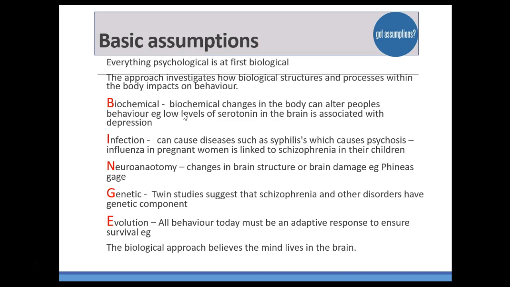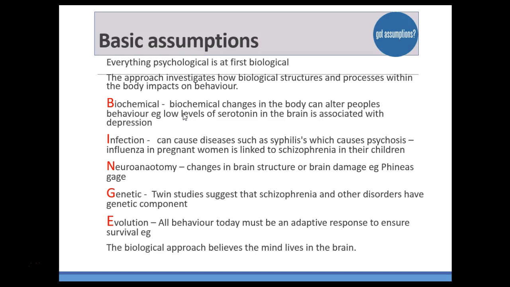Genetics. Twin studies, so that is identical twins. That means that they have got the same genes, okay, the same DNA, suggests that schizophrenia and some other disorders have a genetic component. And lastly, evolution.